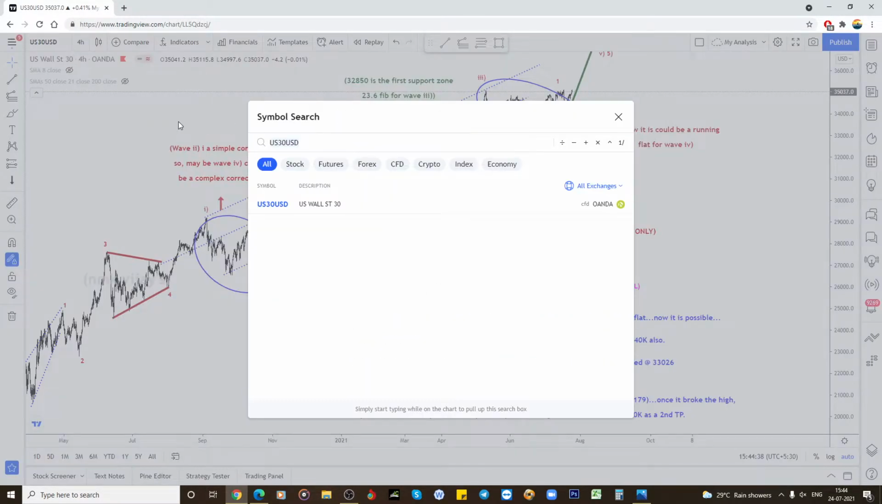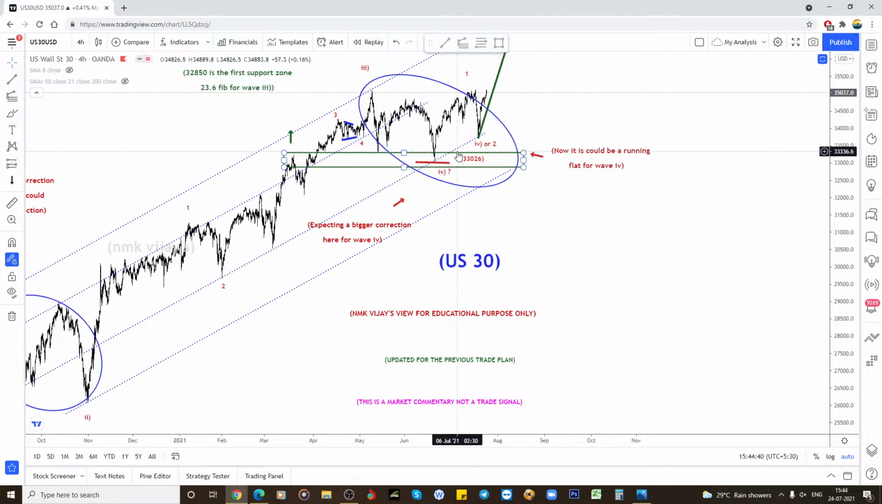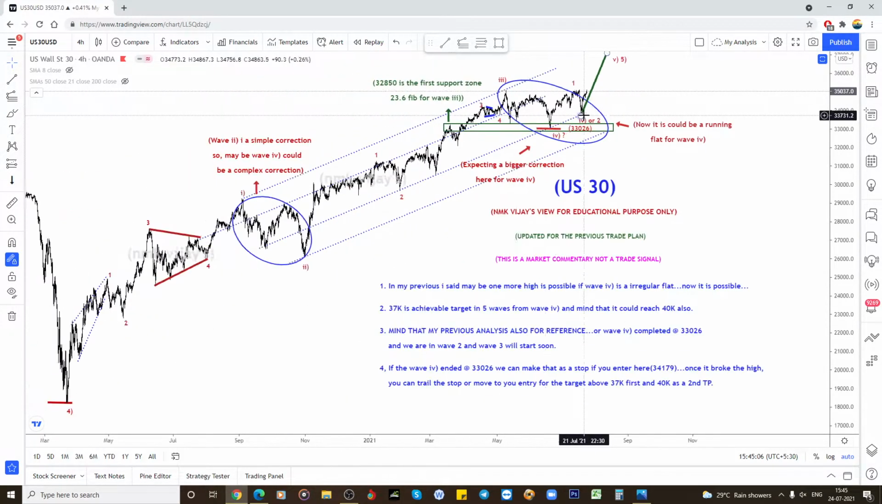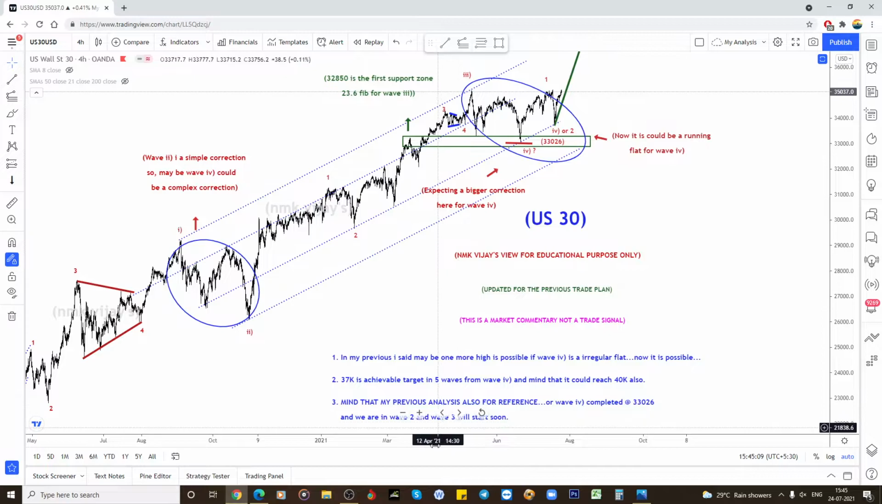So let's move on. What am I now expecting in US30? I'm expecting the 5-wave structure. It could reach 37 to 40,000 also. So that is my target. I have already explained here, 37k is an achievable target in 5 days from the wave 4, and mind that it could reach up to 40k also. So wait for that. And if it comes as a 3-wave structure, make this the stop loss. You know very well, if you are an Elliott wave trader, where we have to place the stop loss. I don't need to explain everything for each pair.